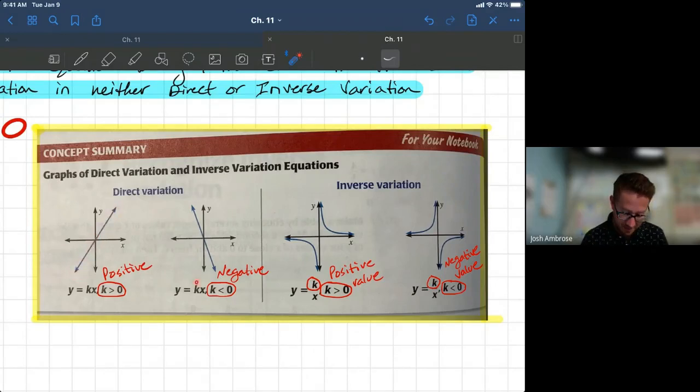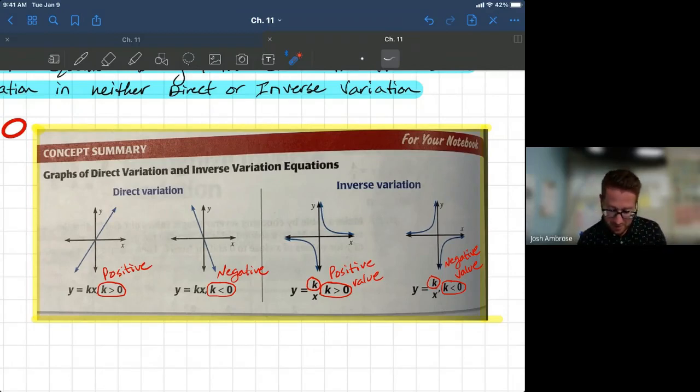If the k value is a negative, then you will have a negative downward slope for the line. And again, read the graph from left side over to the right side, and it's going high to low. So that right there means direct variation with a negative.